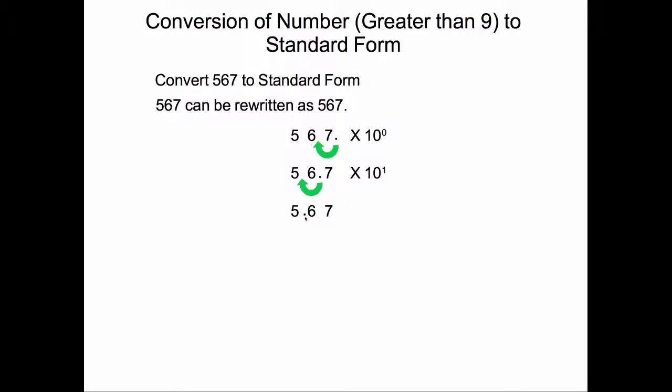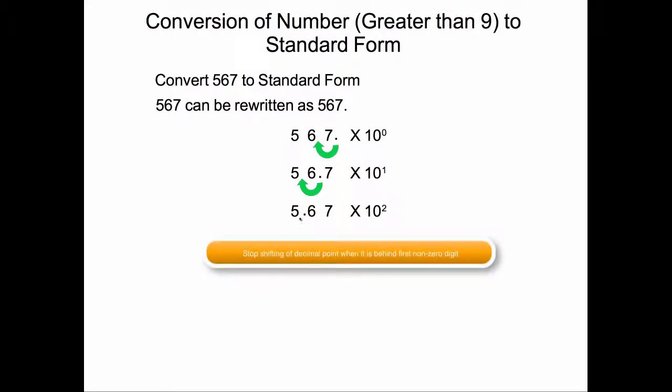Now the decimal point is between 5 and 6, and the index has now incremented to 2. The question now is, when do we stop shifting the decimal point? We will stop shifting the decimal point when it is behind the first digit. In this case, 5 is our first digit. This digit has to be a non-zero. So when we are behind this number, we should not move the decimal point anymore.